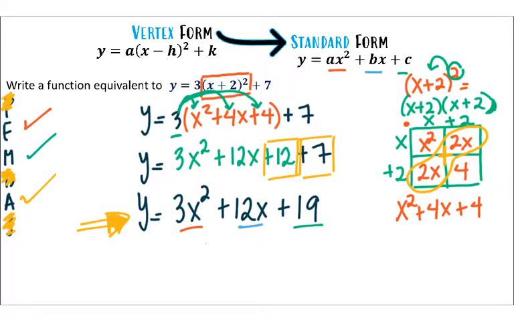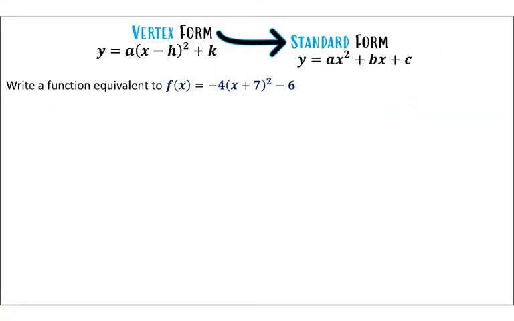All right, let's try another one to make sure we get this all down pat. So this time we're writing an equation that is equivalent to f of x is equal to negative 4, there's a negative in the front, times x plus 7 squared minus 6. All right, just because the numbers changed does not mean the process changed.